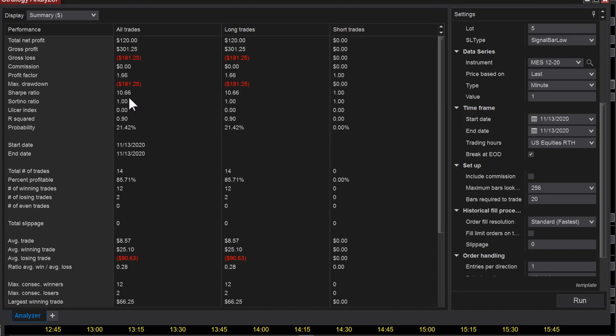It had 14 trades. That's just on the 13th. Wow, that was 14. All right. 14 trades, 85% profitable, 12 winning trades, 2 losing trades. Break even. Average trade, again, we're talking about trading the MES. Average winning trade is $25. That's why I always used to call it my $20 bill trade.